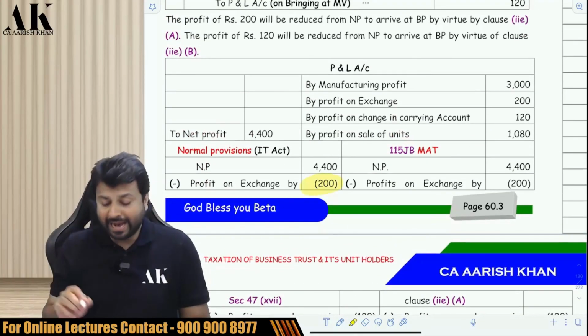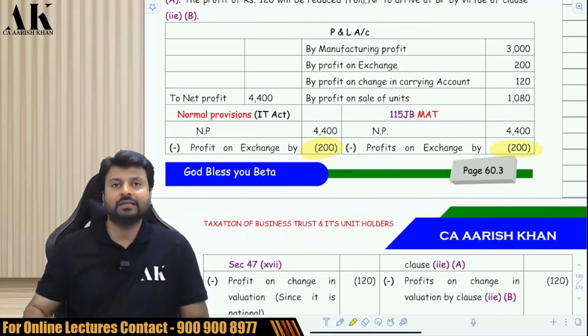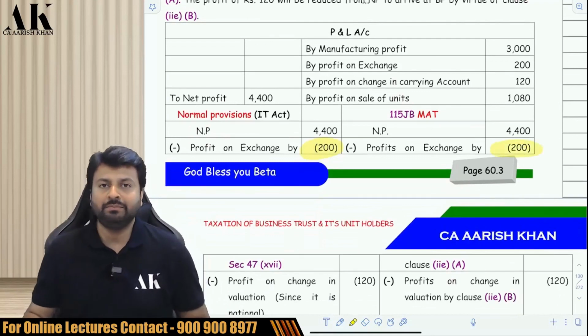That's what we have seen. And in MAT also that profit is exempt. That profit is not subject to tax in MAT also, because that is a notional profit that is not subject to realization.